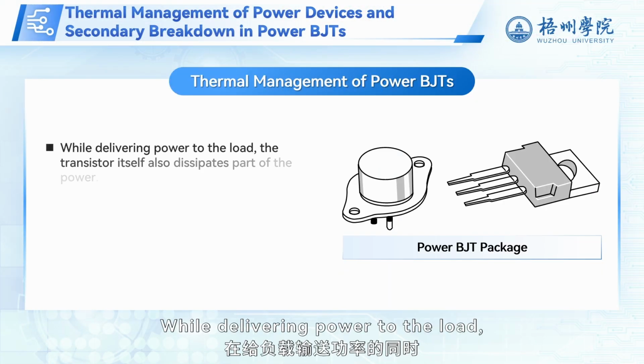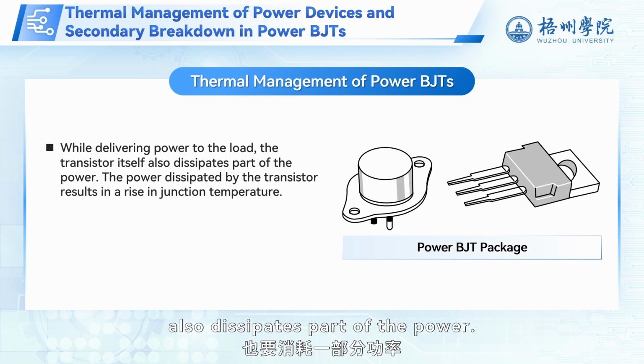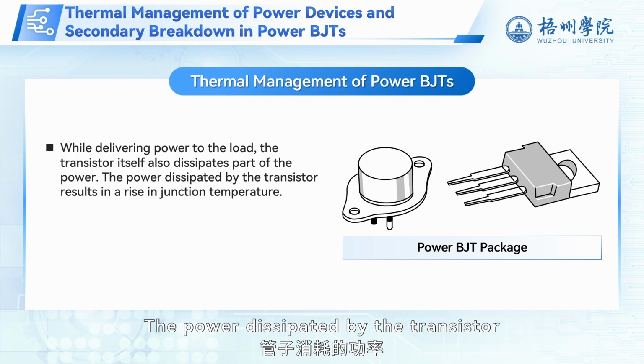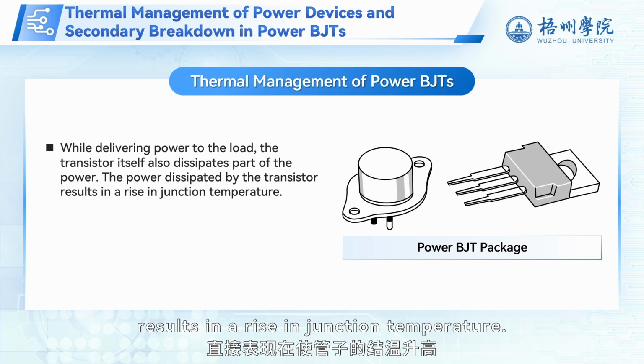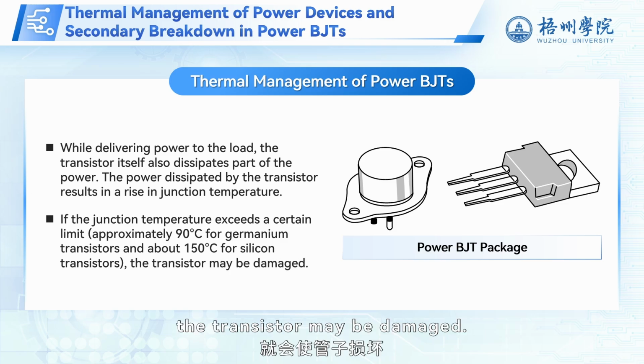While delivering power to the load, the transistor itself also dissipates part of the power. The power dissipated by the transistor results in a rise in junction temperature. If the junction temperature exceeds a certain limit, the transistor may be damaged.